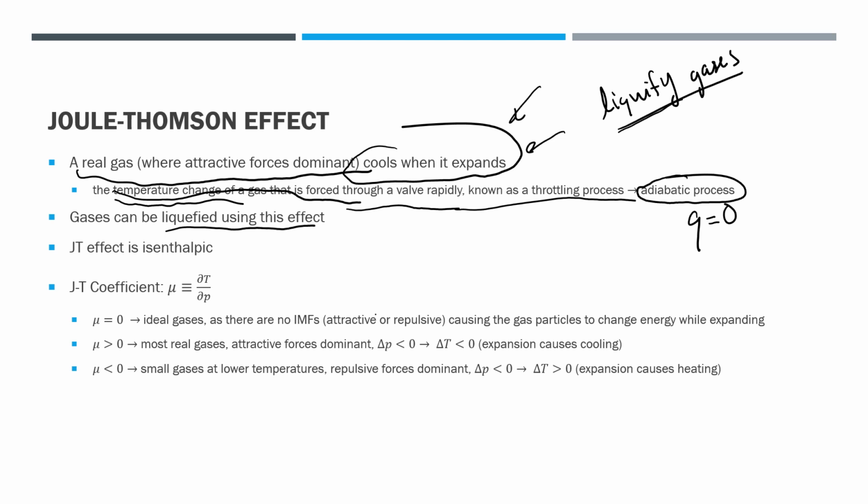And the second point is what I stated at the beginning. Gases can be liquefied using this effect, and this is why it's important in actual industrial applications, because you can force gases to expand, and they cool so much that they end up condensing, right? And so that's how you can actually produce certain liquid gases, or things that are normally gases and turn them into a liquid.